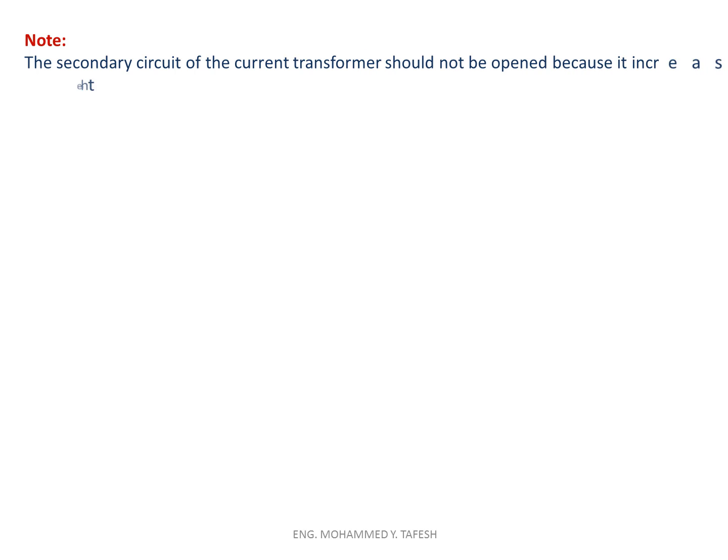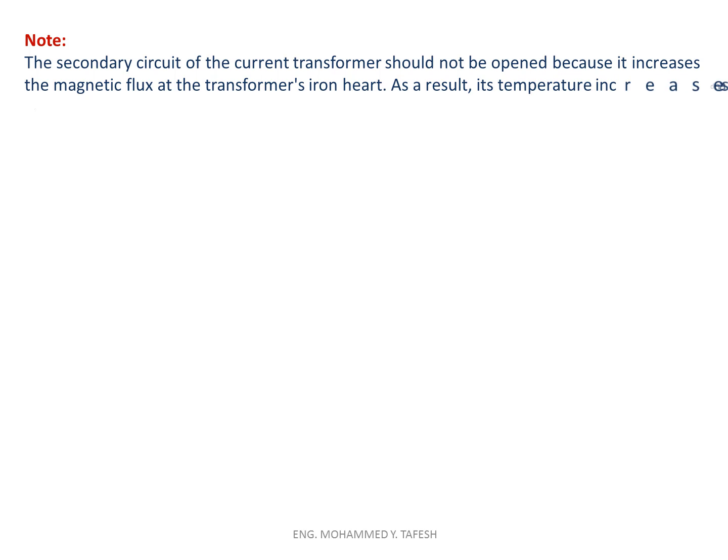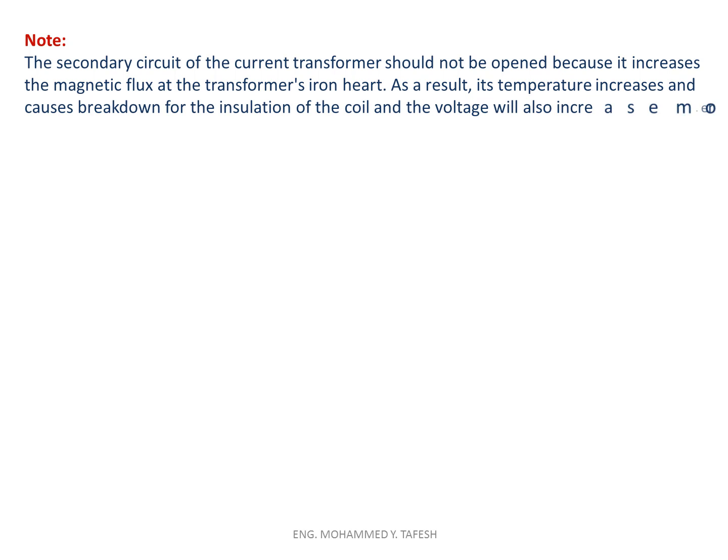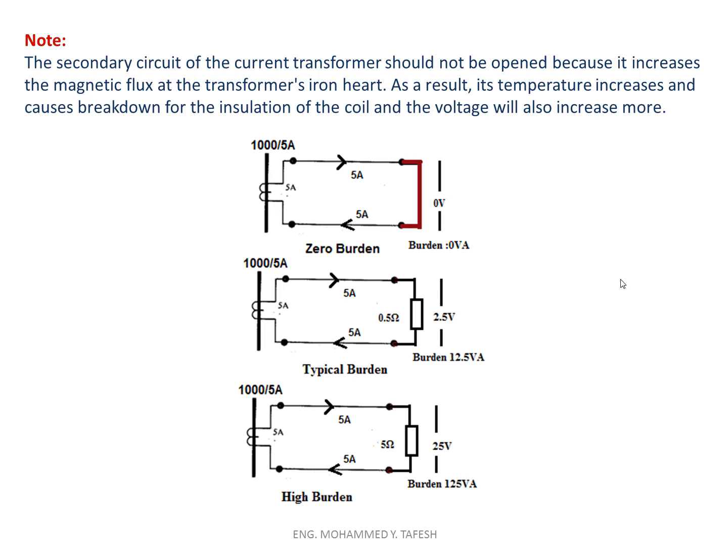Note, the secondary circuit of the current transformer shouldn't be opened because it increases the magnetic flux at the transformer's iron core. As a result, its temperature increases and causes breakdown for the insulation of the coil, and the voltage will also increase more. When you look at this picture, you will see three cases of a CT with three loads.